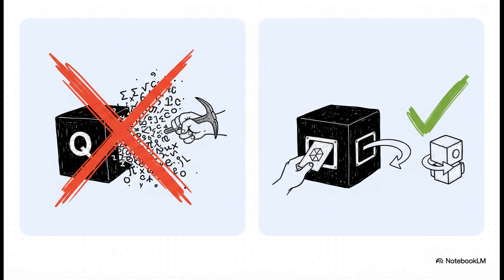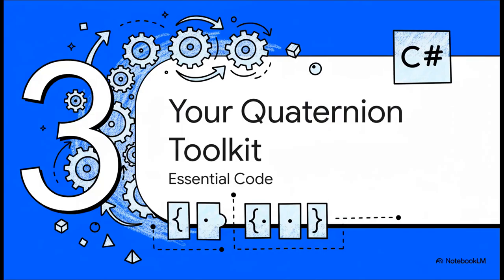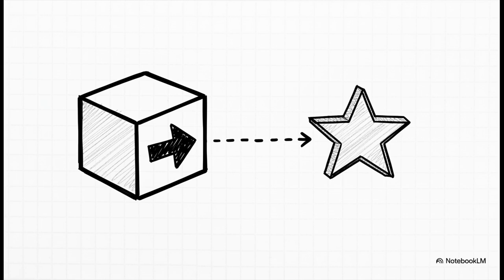Instead, we're going to treat the quaternion like a kind of magic black box and use Unity's amazing built-in functions to do all the work for us. And that brings us to the really good stuff. Let's build your toolkit. We're going to walk through the C# code for the most essential quaternion functions that you will use over and over again. First up, Quaternion.LookRotation. This is your go-to for making something instantly snap to face a target.